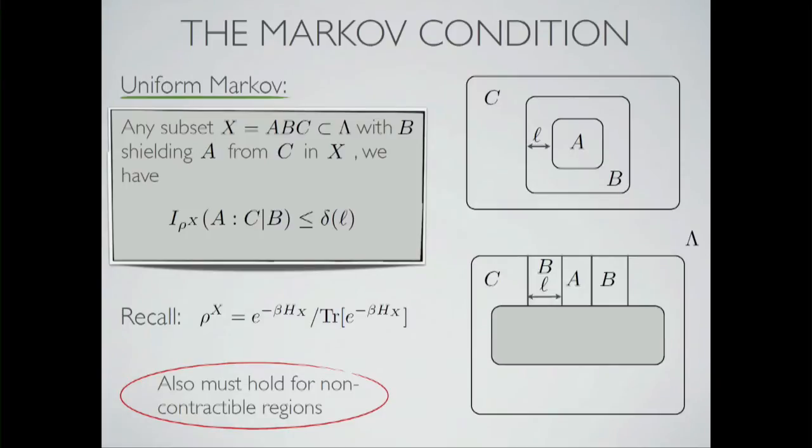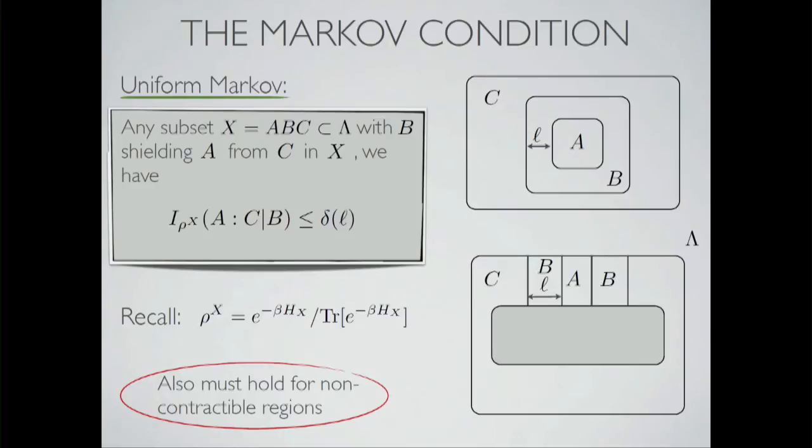So now I'm going to introduce 3 different types of approximations or conditions that we want to impose on our system. The first is what I'll call uniform Markov condition, and this is simply saying that the conditional mutual information between these concentric regions is small. Or more specifically, in fact, I choose a subset of the lattice. It could be this region ABC, or it could be this region ABC. And then I say, for any region A which is shielded from C in the previous lattice, then the conditional mutual information has to be small. In particular, it has to be decaying with L.